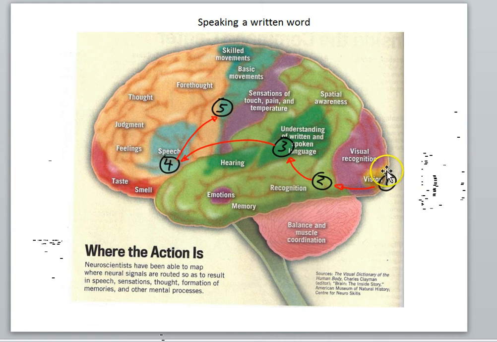And again, if you had damage to region 1, the person would report blindness. Now, they might be blind, but their language comprehension is still intact through the auditory channels.